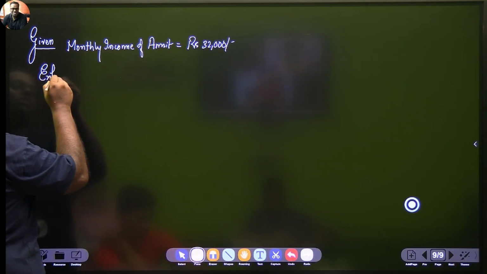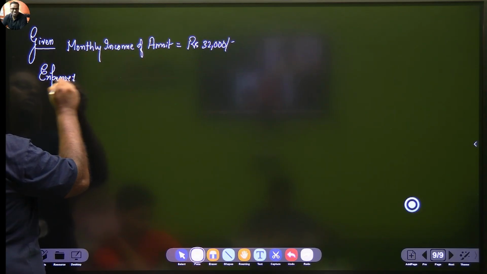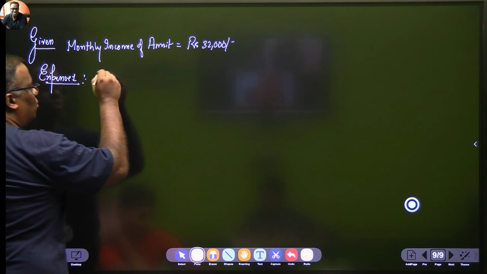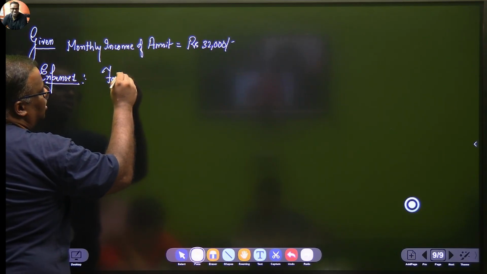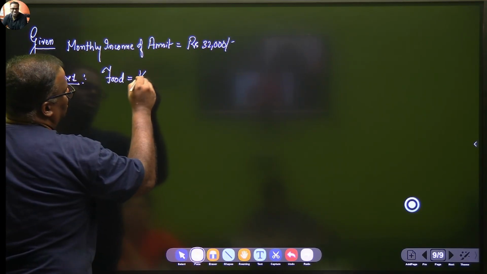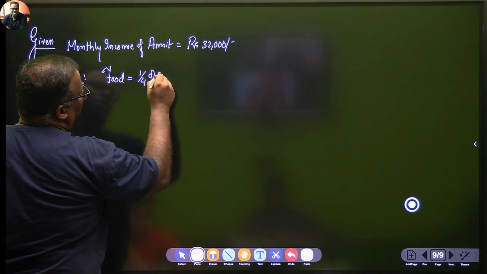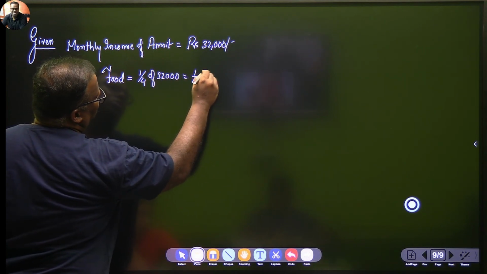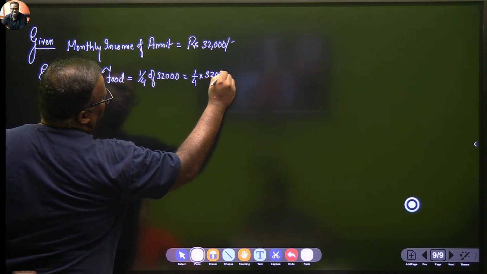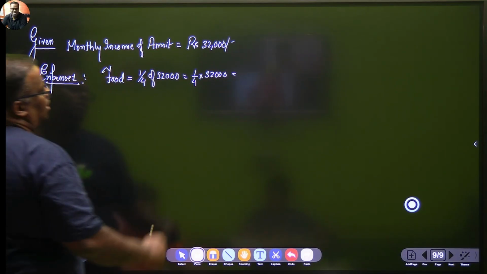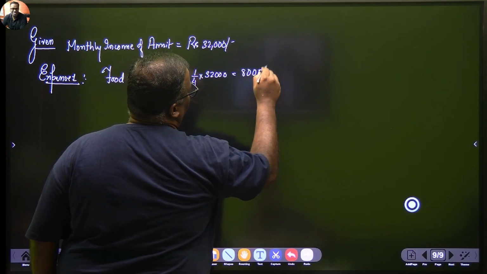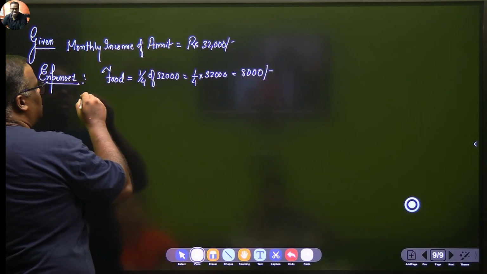Expense 1. What is expense 1? What is the first expense? Food. How much is it? 1/4 of 32,000. Can we calculate it? 1/4 into 32,000, which is equal to how much? 8,000.